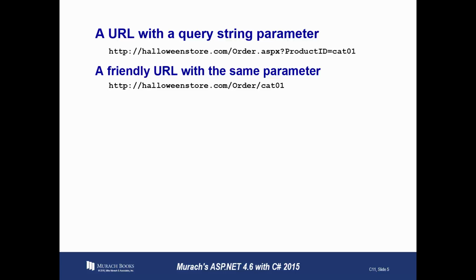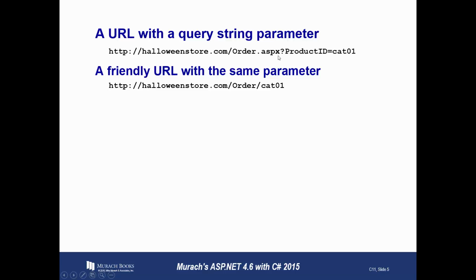Now, back in Chapter 1, we talked about URLs. And remember that a URL consists of several parts. First, if we look at this URL right here, we've got the protocol, the Hypertext Transfer Protocol. So the protocol part is the HTTP://. Then we have the domain, which is HalloweenSuperstore.com. Then we have the path, which is order.aspx. And in this case, we also have a query string, which says product ID of category 1.